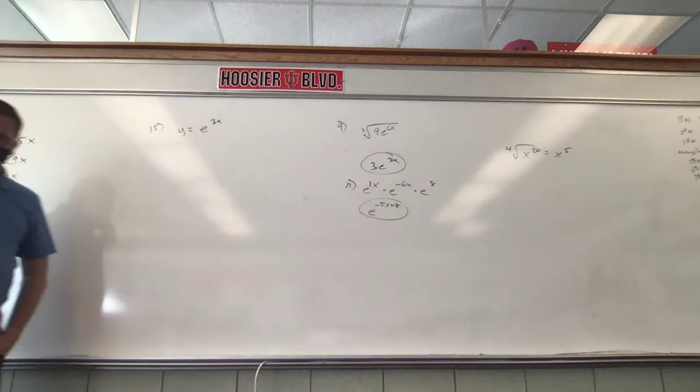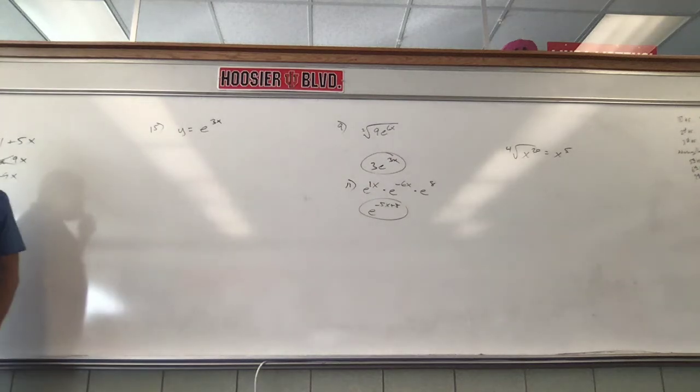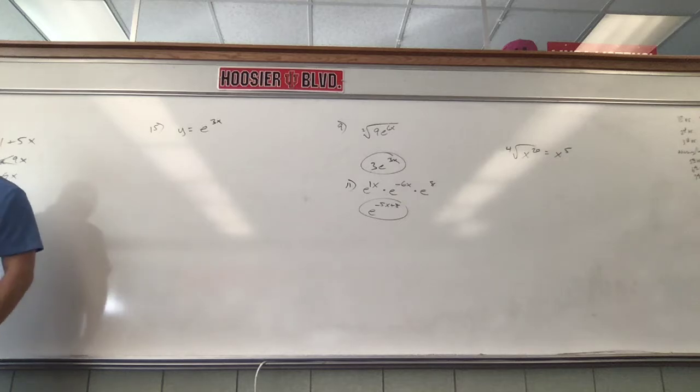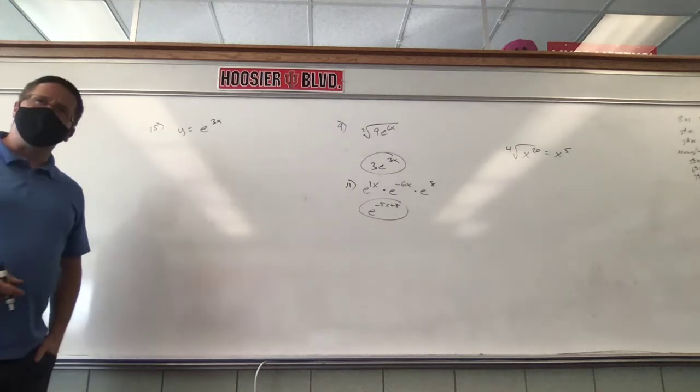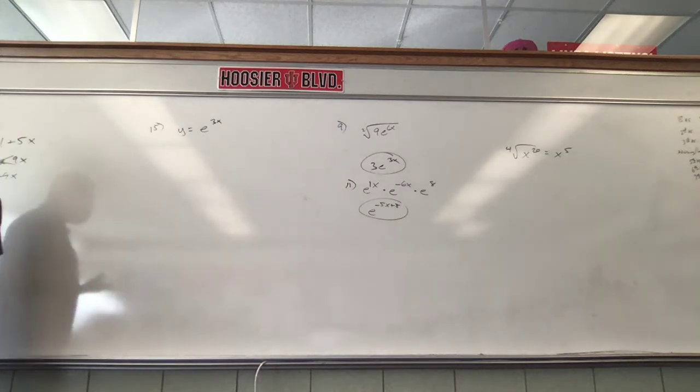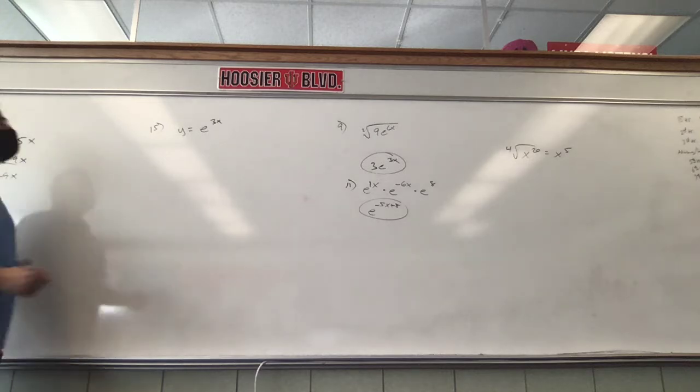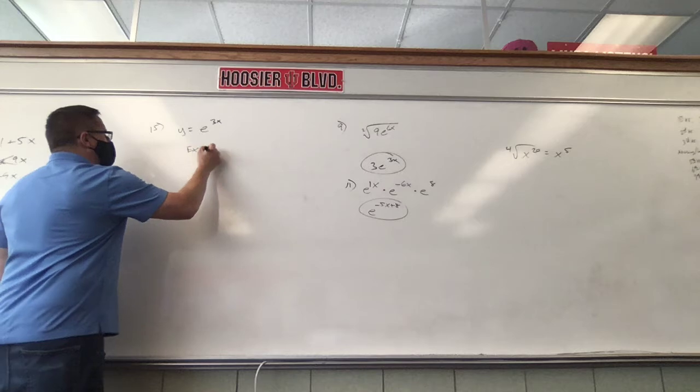Now, bonus points. Is it exponential growth or is it decay? Growth. Why? Because e is bigger than 1. What's e? About 2.71. Very good. Because it's growth, because e is about 2.71, which is more than 1. So this is exponential growth.